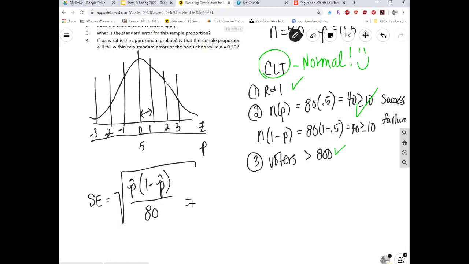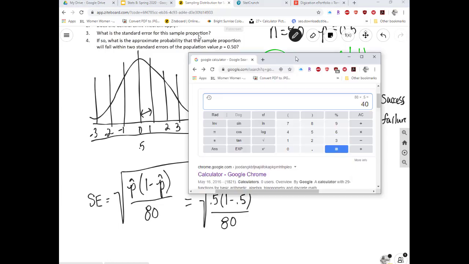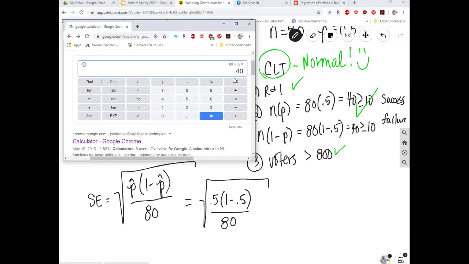Okay, so now I've got 0.5 times 1 minus 0.5, divided by 80, and then take the square root. So let me grab my Google calculator again. Clear this out. I've got 0.5 times parenthesis 1 minus 0.5 equals, this is my numerator. Go ahead and divide by 80. Gives me everything underneath the radical.